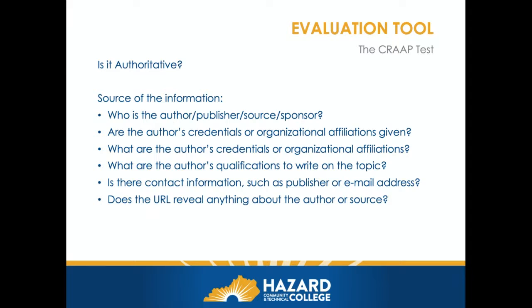So some questions you can ask yourself about authority: who is the author, publisher, source, or sponsor? Are the author's credentials or organizational affiliations given? What are the author's credentials or organizational affiliations? What are the author's qualifications to write on this topic? Is there contact information, such as a publisher or an email address? Does the URL reveal anything about the author or source? Looking at URLs has become increasingly important as a way to kind of weed out some bad sources.